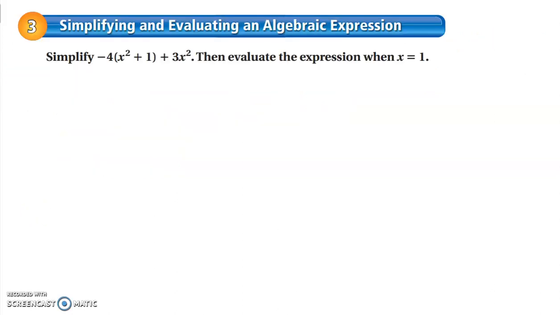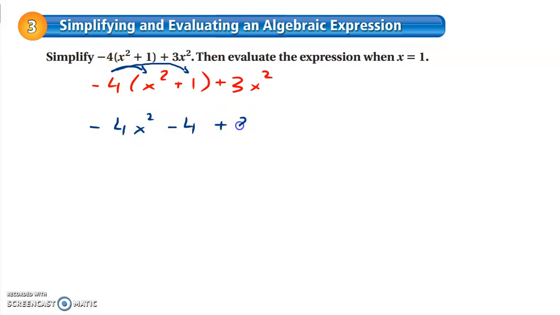Okay, simplifying and evaluating an algebraic expression. Remember simplifying means no like terms and no parentheses. So let's get rid of the parentheses first. Write out this problem: negative 4 times the quantity x squared plus 1, plus 3x squared. Now we're first going to do distributive property. Negative 4 times x squared gives me negative 4x squared. Negative 4 times 1 gives me negative 4, plus 3x squared.